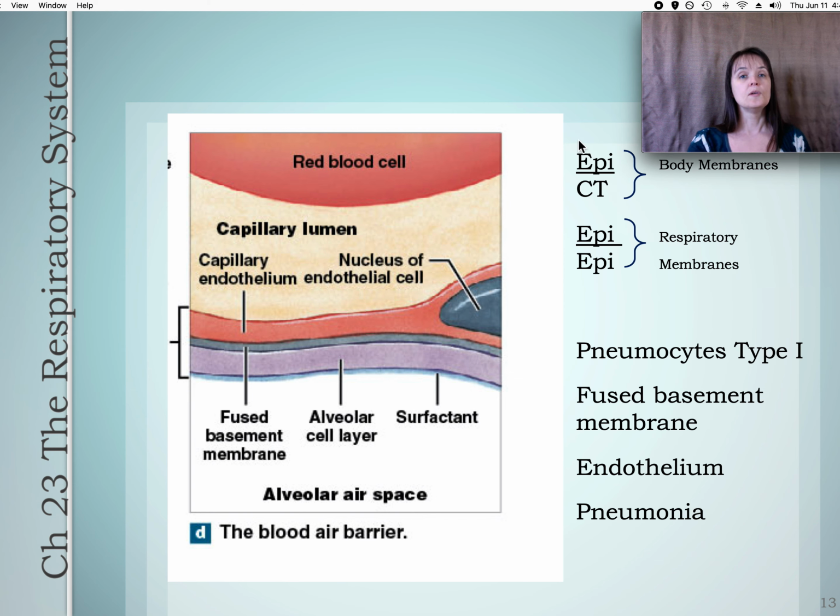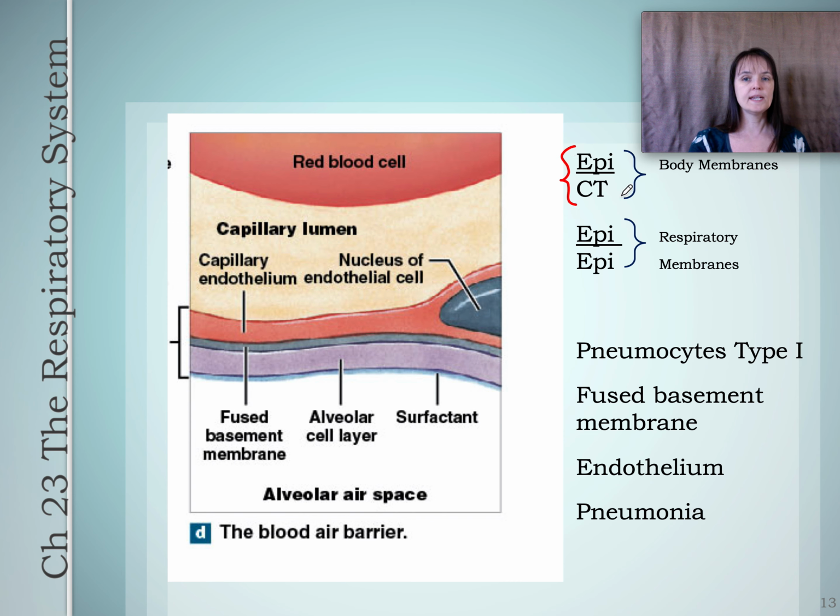Okay, so normal pattern. We have an epithelium and a connective tissue with a basement membrane between them, and that's the body membranes. So we had the cutaneous membrane where you have the epidermis and the dermis and a basement membrane between them. The serous membrane, epithelium with connective tissue, basement membrane between them. There were two more. So the respiratory membranes are exactly the same but completely different because there's actually two epithelia with a shared basement membrane. Dun, dun, dun. So it's the exception that proves the rule.